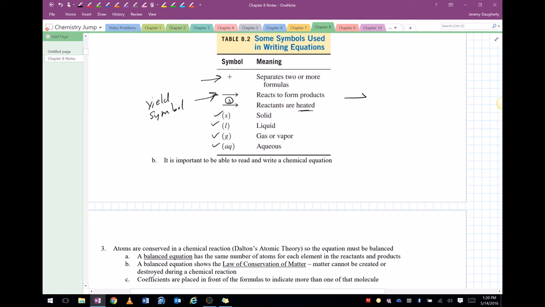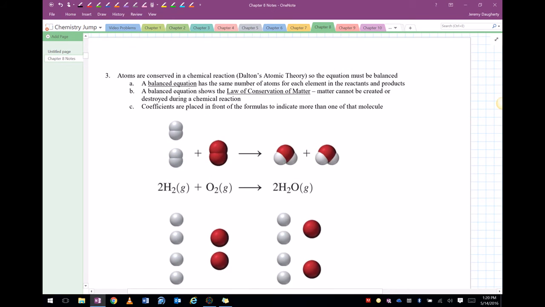So it is important to be able to read and write a chemical equation. So the big thing about a chemical equation that we're going to look at in this chapter is that atoms are conserved in a chemical reaction. And this comes from Dalton's atomic theory, which you may recall we looked at. So since they have to be conserved, we have to do what's called balancing a chemical equation. So a balanced equation has the same number of atoms for each element in the reactants and products. Same number in types, you should really say. Let's throw that in there. Same number in types of atoms, all right?